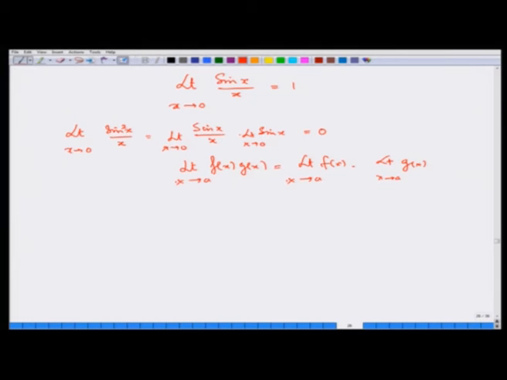For example, if you have all these sort of trigonometric limits, say the limit as x tends to 0 of sin x into cosine x by x, what would be the limit? Of course, I leave these things to you.